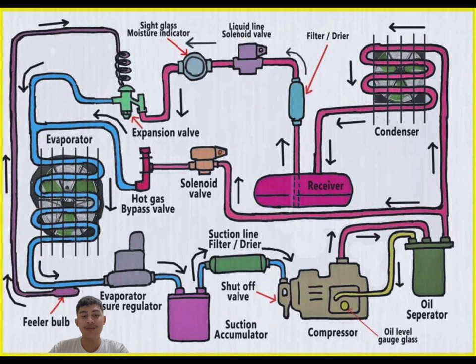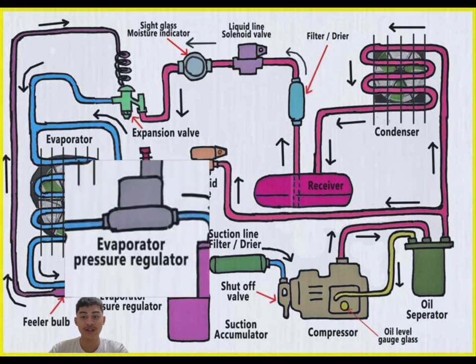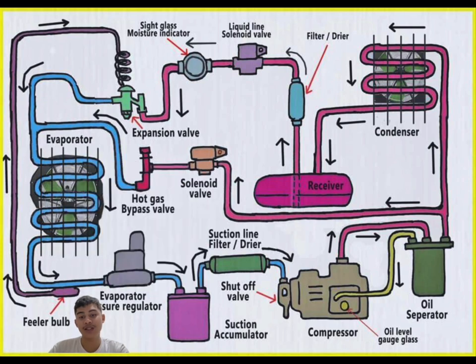Then we have the evaporator pressure regulator. The function of this evaporator pressure regulator is to control the pressure in the evaporator to maintain a desired temperature. It is useful in systems with varying loads or temperature.